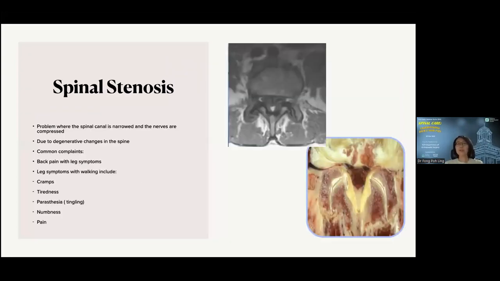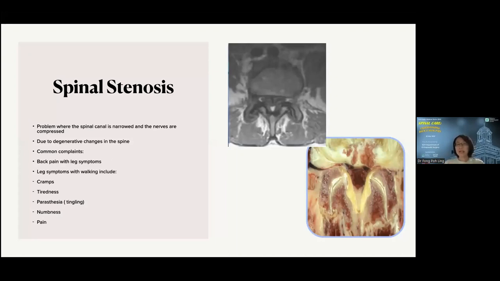I'm going to go a little bit into spinal stenosis because this is a very common issue that we see in patients who come and seek help from us in our spine clinics. Stenosis just means that the space for the nerves is narrowed. Because of the narrowing, the nerves are pinched or compressed, and they can present with various different problems. They can come to us with back pain, or with back pain and leg pain. When they have leg symptoms, they generally come on with walking, what we call claudication. Symptoms they usually present with can be tiredness, cramps, tingling or paresthesia, numbness, or even pain.